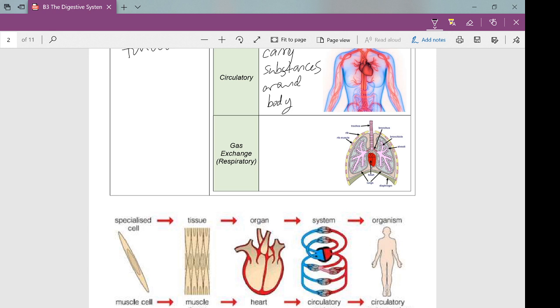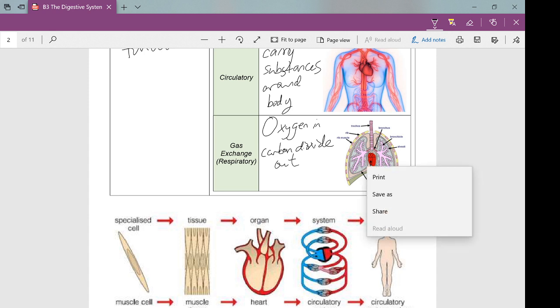So gas exchange system: oxygen in, carbon dioxide out. It's the main system that exchanges the gases in and out of the body. We obviously use oxygen for respiration, and after respiration, carbon dioxide gets made, and we don't really have a use for that, so we want to remove it from the body. So our gas exchange system allows that.